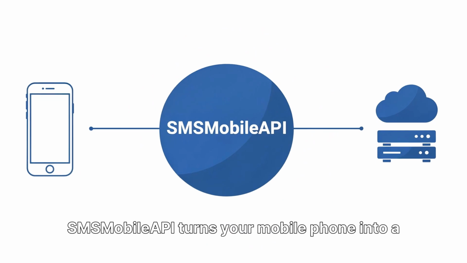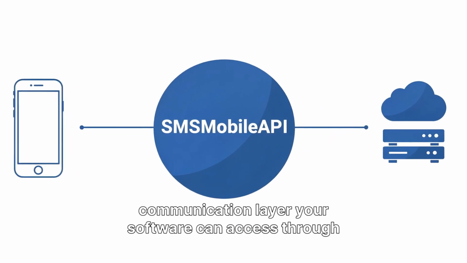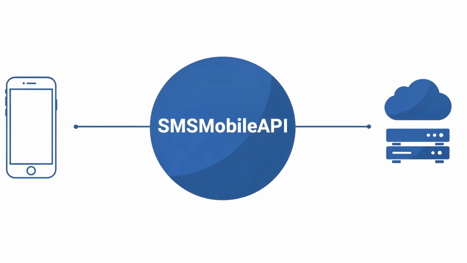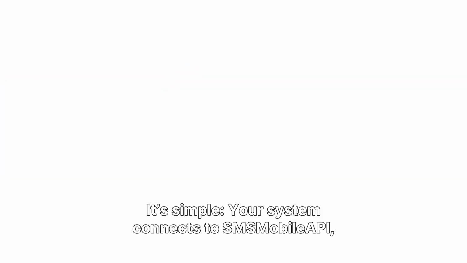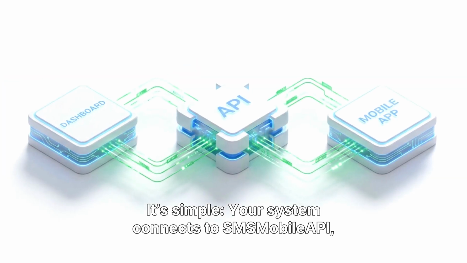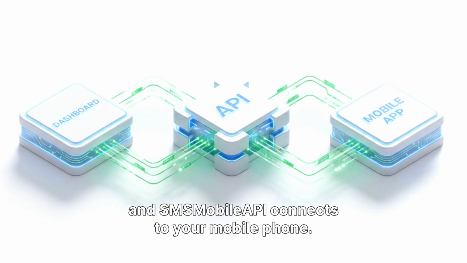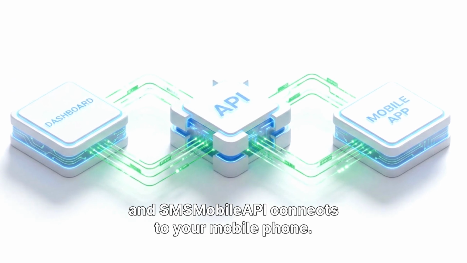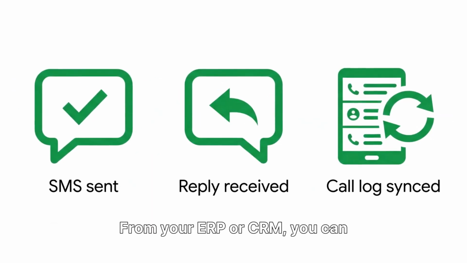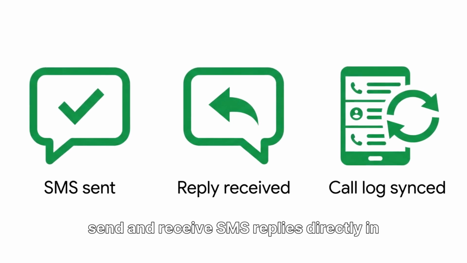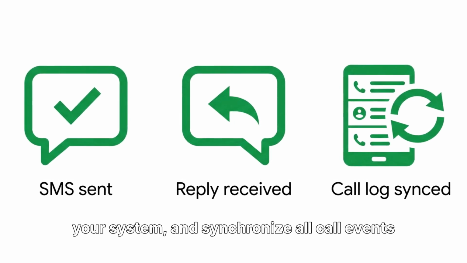SMS Mobile API turns your mobile phone into a communication layer your software can access through one dashboard and one API. It's simple. Your system connects to SMS Mobile API, and SMS Mobile API connects to your mobile phone. From your ERP or CRM, you can send and receive SMS replies directly in your system and synchronize all call events automatically.